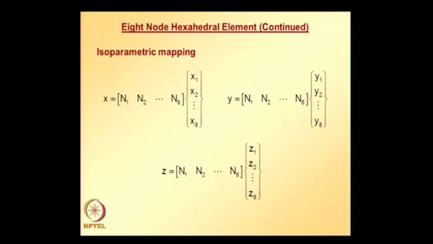Once we have this, since all the shape functions are functions of R, S, T, we can easily find the partial derivatives of x with respect to R, S, T, similarly y with respect to R, S, T, and z with respect to R, S, T, for subsequent calculations for strains.